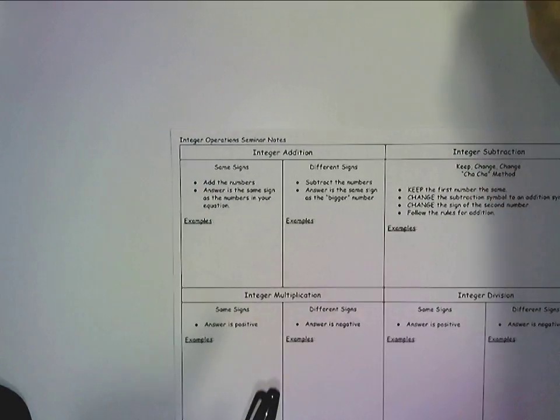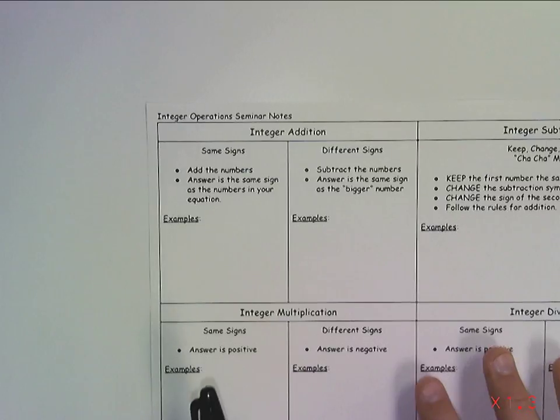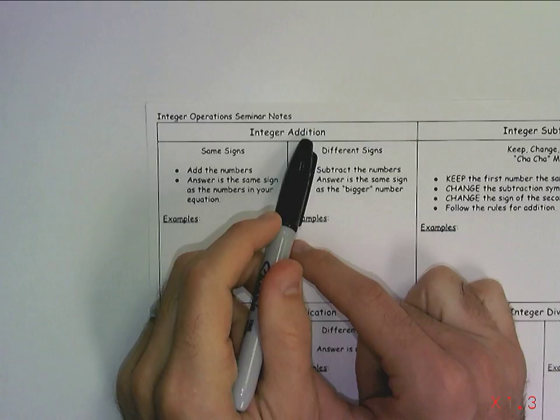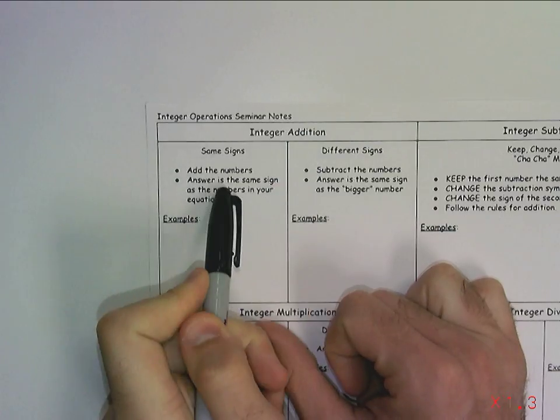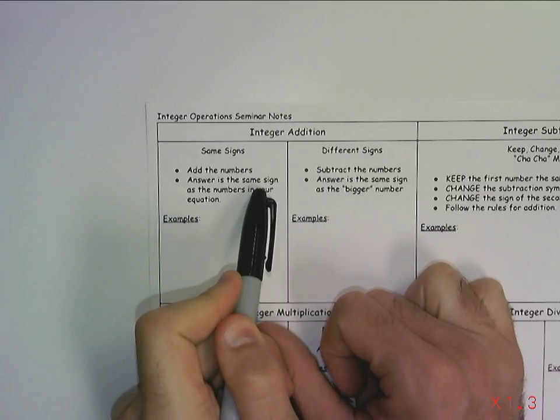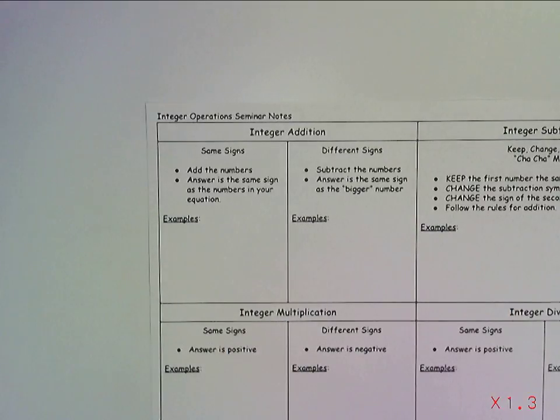So we'll start with integer addition for right now. What it tells us here is that if you're doing integer addition and both of your numbers have the same sign, what you're going to do is add the numbers, and then the answer is the same sign as the numbers in your equation. Now that might be kind of hard to understand just based off words, so let's go ahead and look at a couple of examples here.